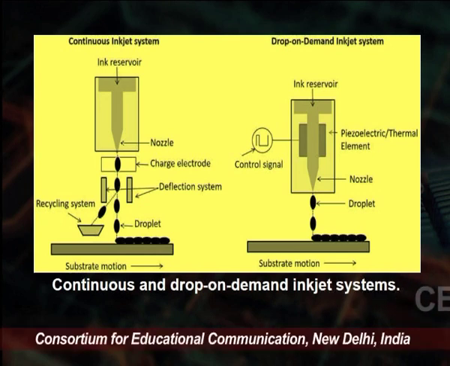You see on the screen that this is the continuous inkjet system, and on the right-hand side we have a drop on demand inkjet printer. Here we have a nozzle and the drops are coming out, and deflection is decided by the thermal or the piezo. But in the drop on demand inkjet printer, you can see the nozzle and the droplet can be produced without intervention.